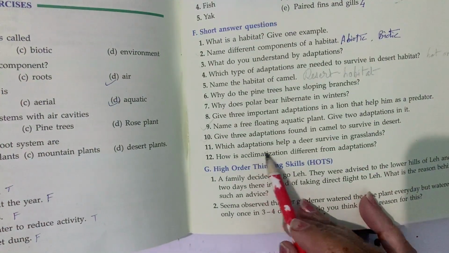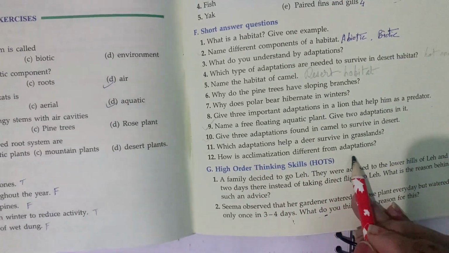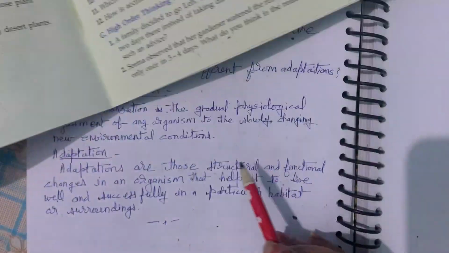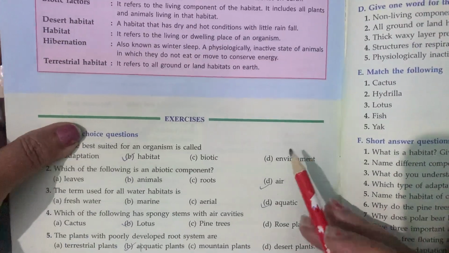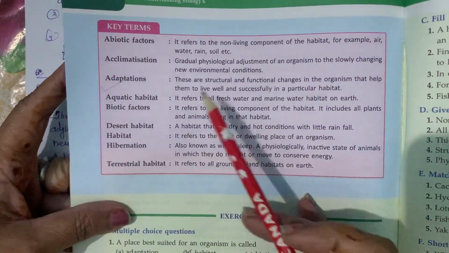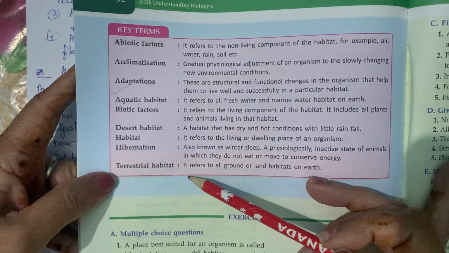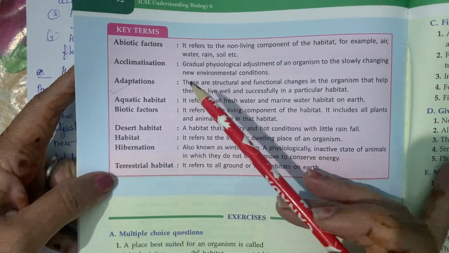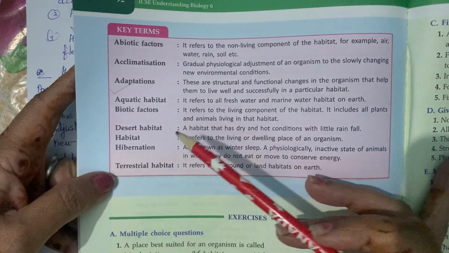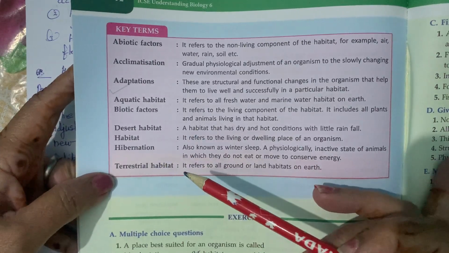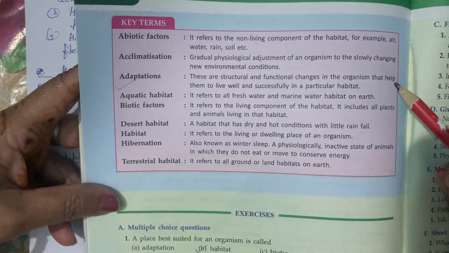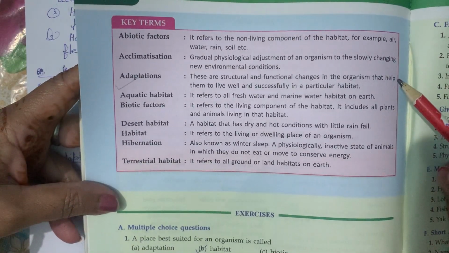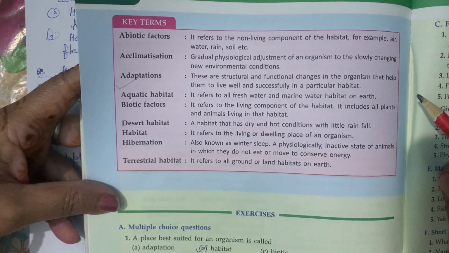What is acclimatization? What is adaptation? We have already discussed that here. I hope everything is clear. Any doubt anywhere, you can ask me in the comment section. These key terms you are supposed to go through very thoroughly: abiotic, acclimatization, adaptation, aquatic habitat, biotic, desert habitat, hibernation. Later, I may be able to take your theory class also while teaching these important characteristics of the various habitats of different plants and animals.